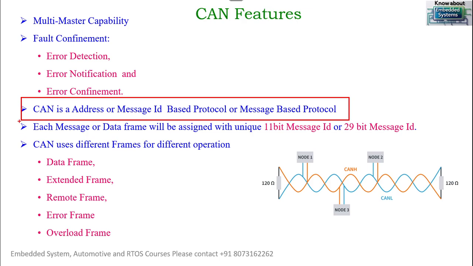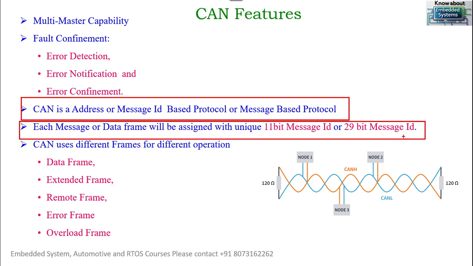Next point, each message or data frame, so the data we are going to transmit, will be allocated or assigned a unique message ID. And this message ID will be of two types. You can go with an 11-bit message ID, or you can also go with a 29-bit message ID. So in CAN, they have given flexibility. However we want, we can assign the message IDs. We can go with 11-bit message ID and 29-bit message ID.